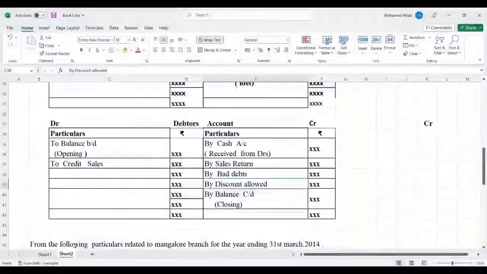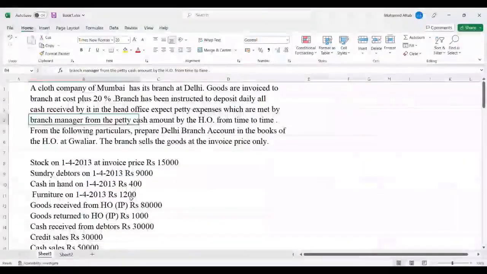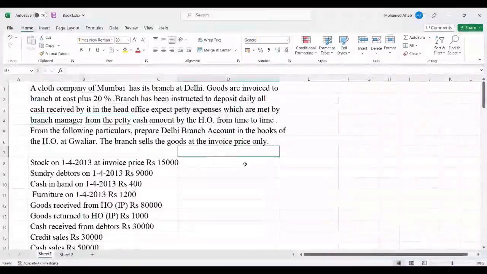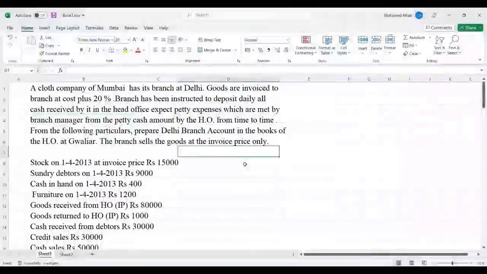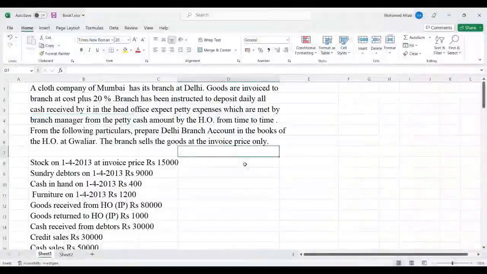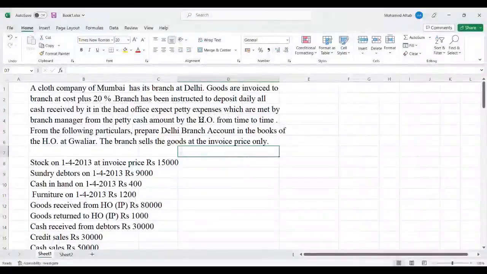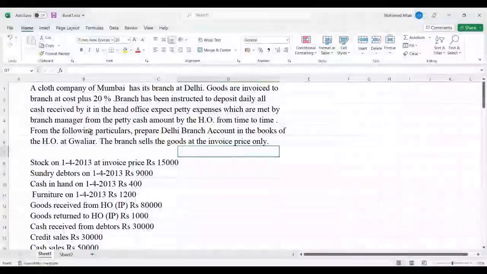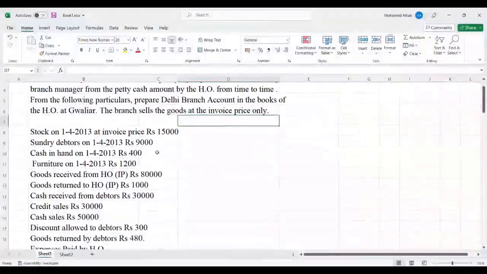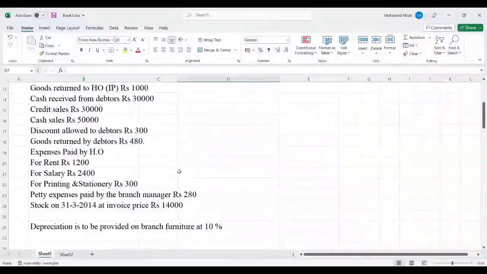So let us solve one problem. 12 marks problem. A cloth company of Mumbai has its branch at Delhi. Goods are invoiced to branch at cost plus 20%. Branch has been instructed to deposit daily all cash received in the head office, except petty expenses which are made by branch manager. So prepare branch account.